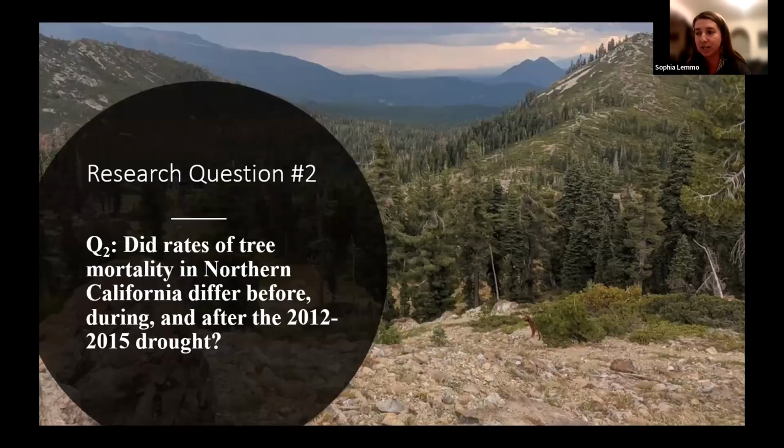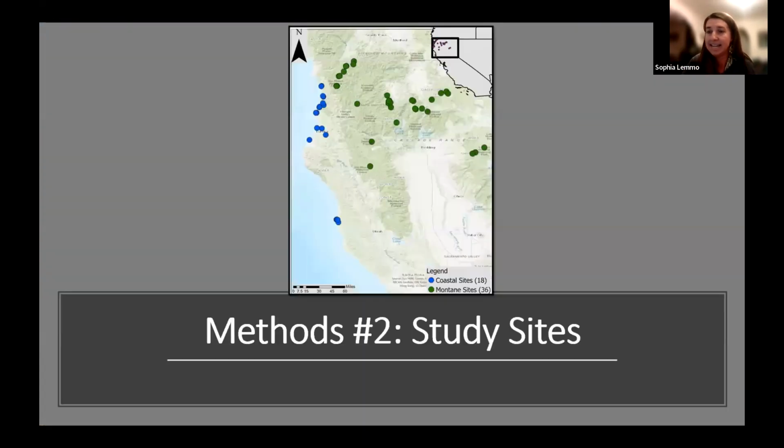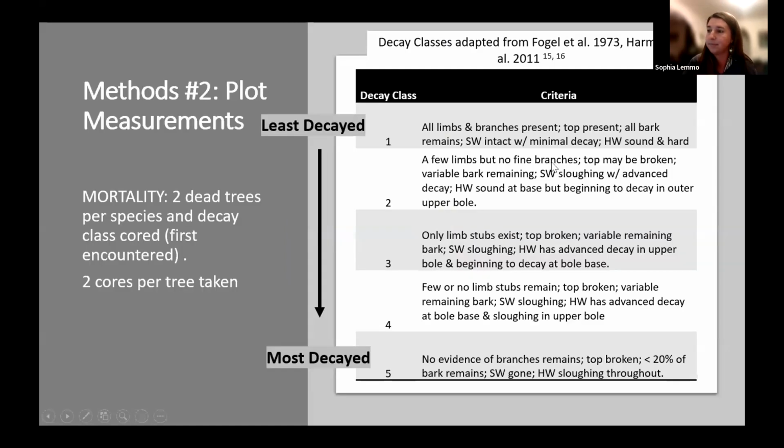My second research question was, did rates of tree mortality in Northern California and regeneration differ before, during, and after the 2012 to 2015 drought? To answer this question, I had the same 54 quarter hectare study sites. At each site, I cored a subsample of dead trees, and I used the cores to date when those trees died. I chose the sample based on species and a subset of decay classes.